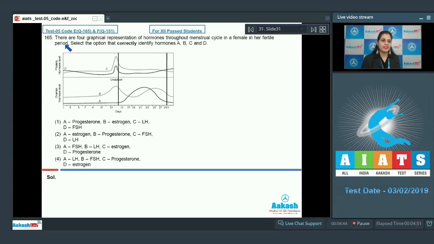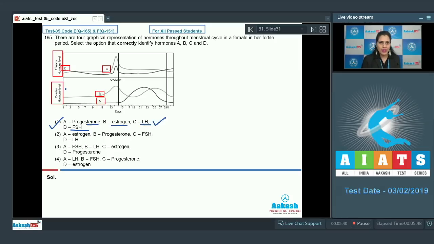Question number 165. There are 4 graphical representations of hormones throughout the menstrual cycle in a female in her fertile period. Select the option that correctly identifies hormones A, B, C and D. In this graphical representation, A and B are ovarian hormones, whereas C and D are pituitary hormones. This is a hint to attempt this question. The very first option given is A represents progesterone, B is estrogen, C is LH and D is FSH. And as it is a correct option, this is the correct answer.